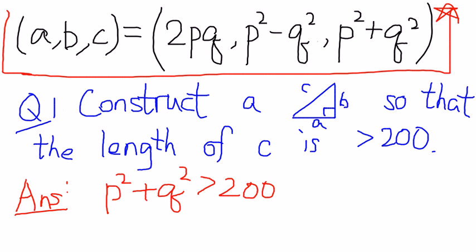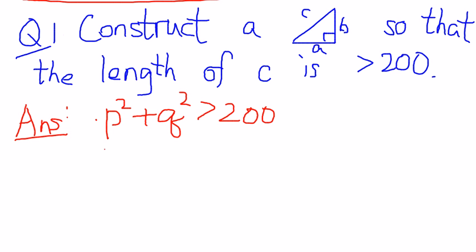So now the only thing for you to do is to choose some values of P and Q so that they satisfy this formula right here. There are so many examples to give out here. So maybe I just give you one of them here. Let's say you can choose P to be 11 and Q to be 10 here.